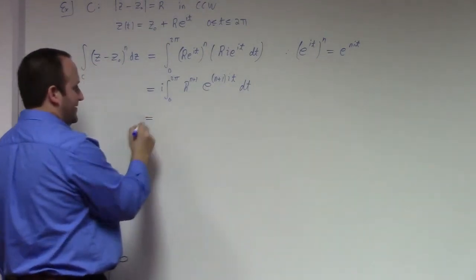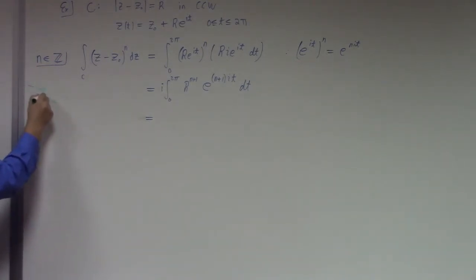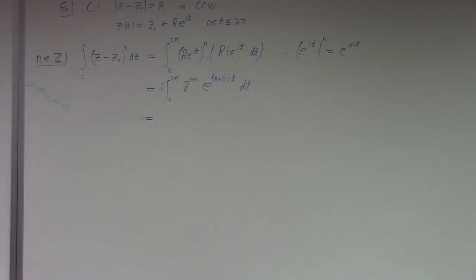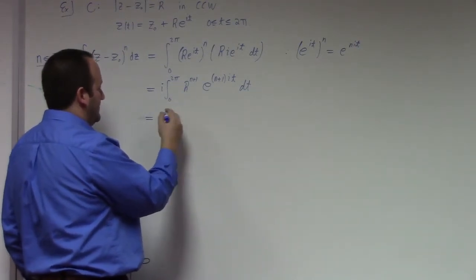Now, what value have we already covered over here? What's my previous example? n equals minus 1, we've already done with z naught equal to 0, right? But you can easily see that we can take this example and do it for the circle centered at z naught. I'll just assume n is not equal to minus 1 for a second, then I'll show you the n equals minus 1 case in just a second.